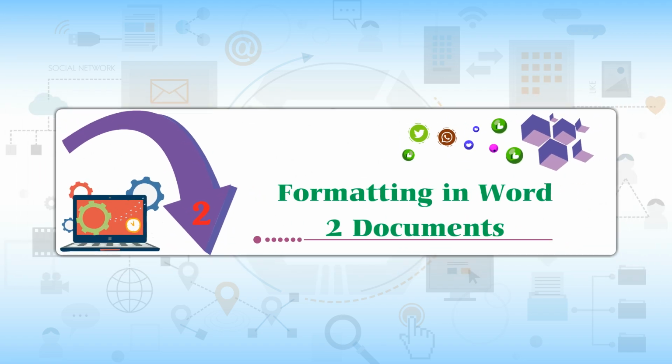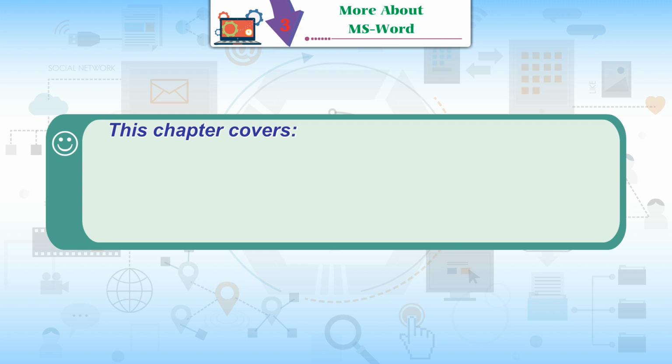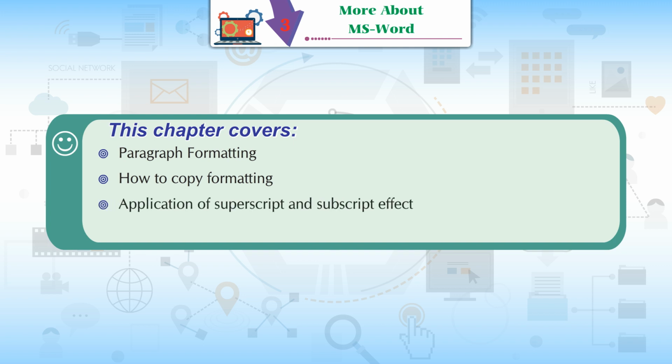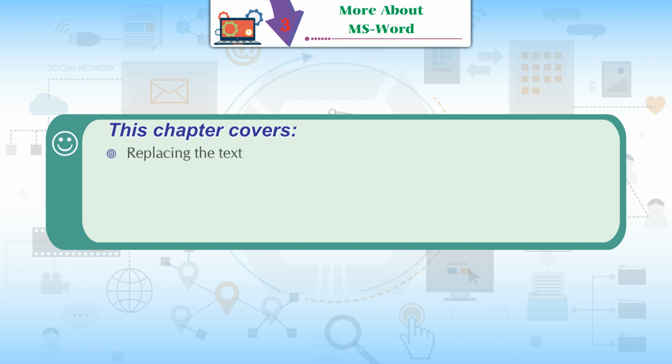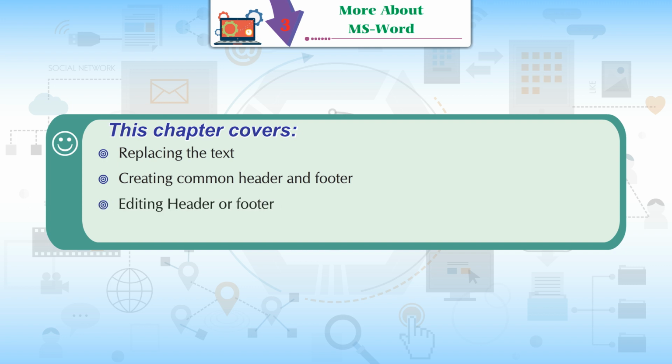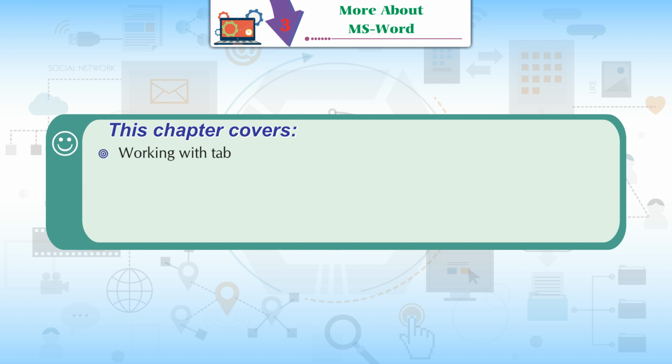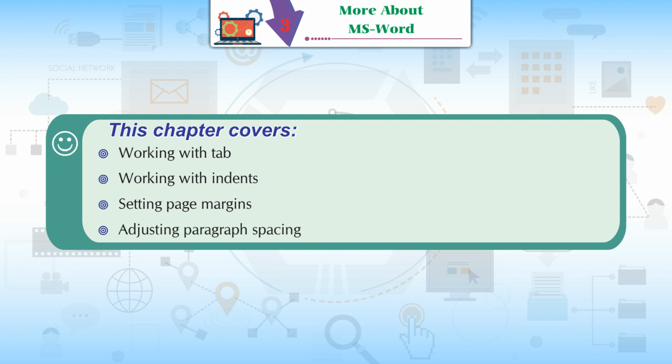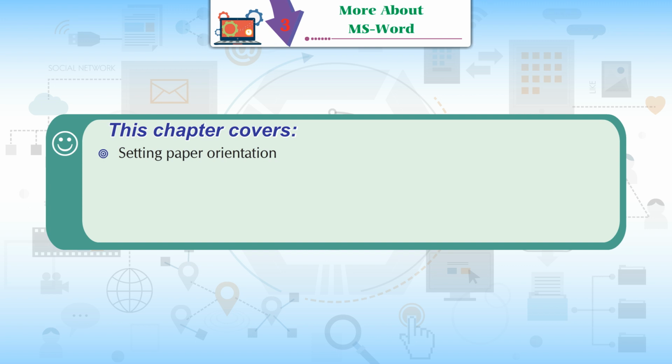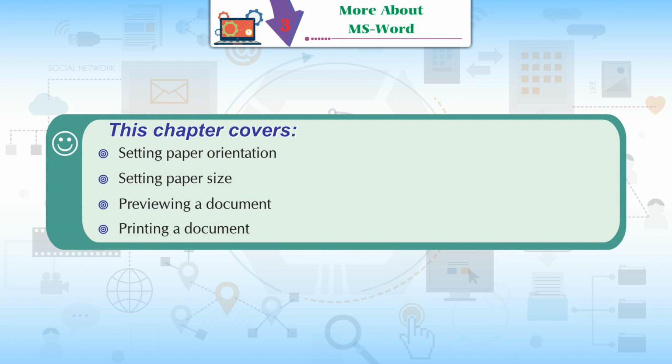Chapter 2. Formatting in Word Documents. This chapter covers paragraph formatting, how to copy formatting, application of superscript and subscript effect, finding the text, replacing the text, creating common header and footer, editing header or footer, how to insert column and column break, working with tab, working with indents, setting page margins, adjusting paragraph spacing, setting paper orientation, setting paper size, previewing a document, printing a document.